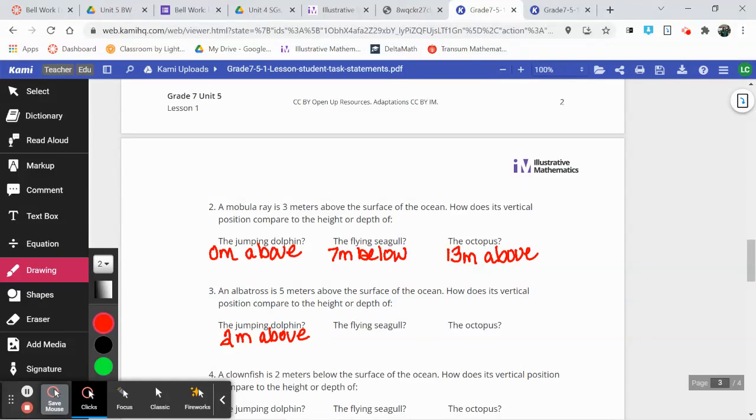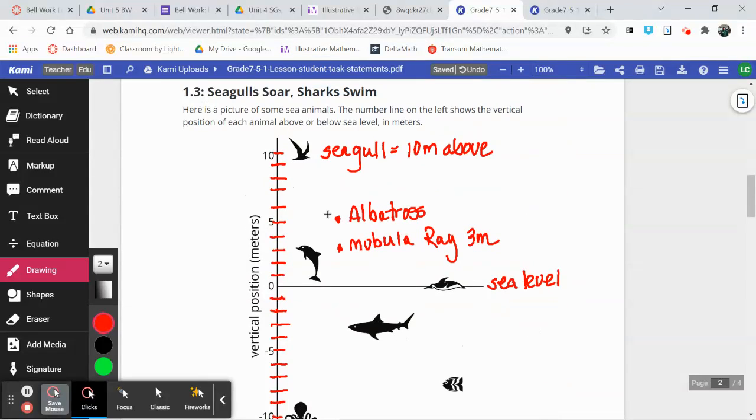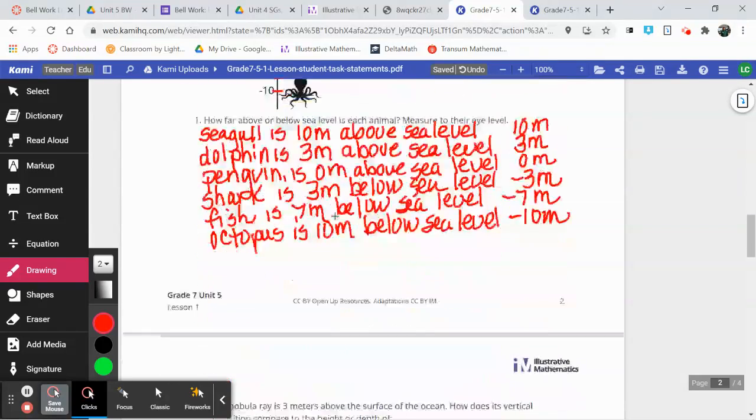All right, the flying seagull. Well, it's below the seagull, isn't it? So start at the seagull and count till we get to the albatross. 1, 2, 3, 4, 5. 5 meters below the seagull.